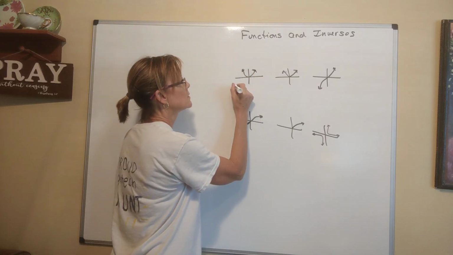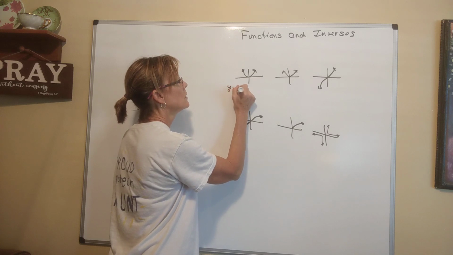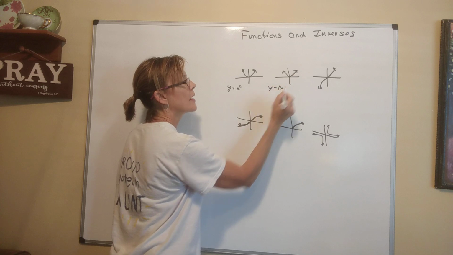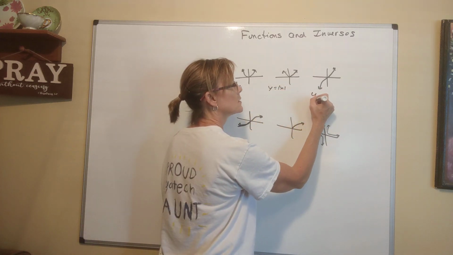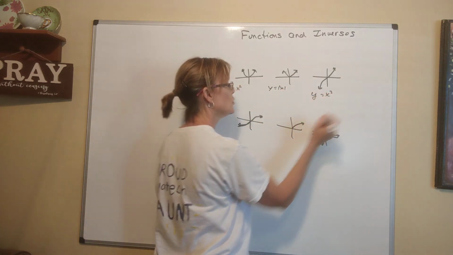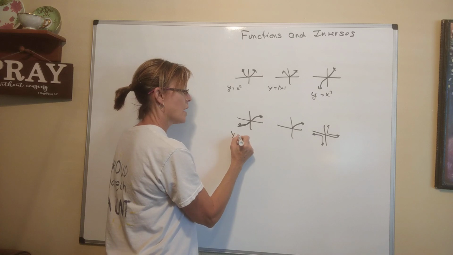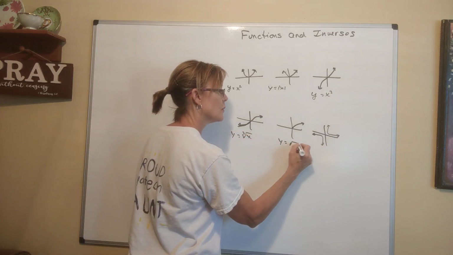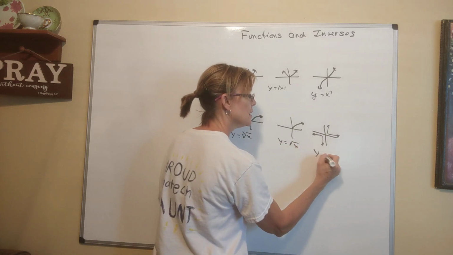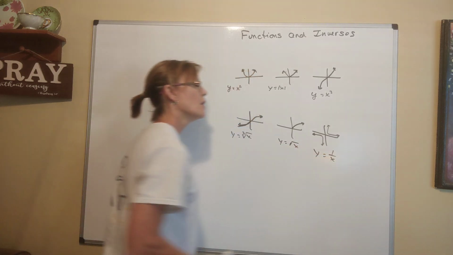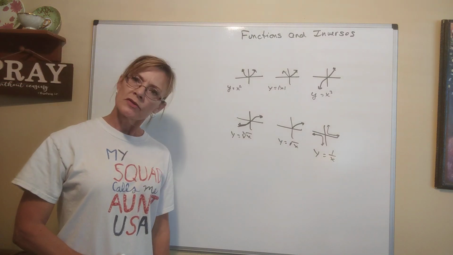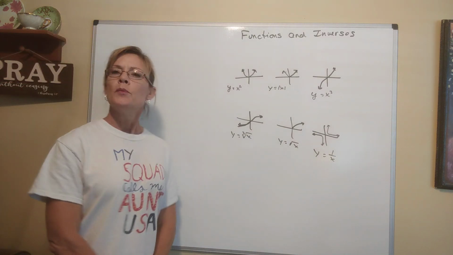This one is y equals x squared, and this one is y equals the absolute value of x. And this one is y equals x cubed, and this one is y equals the cube root of x, and this one is y equals the square root of x, and this one is the reciprocal function, y equals 1 over x. And so those are poorly drawn, but those are just sketches of the basic functions.